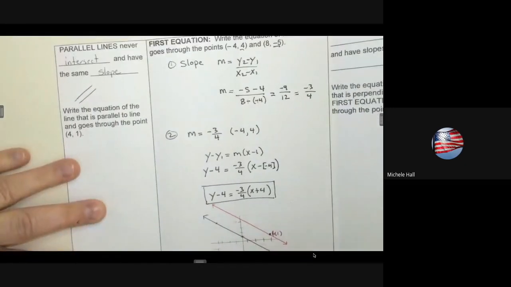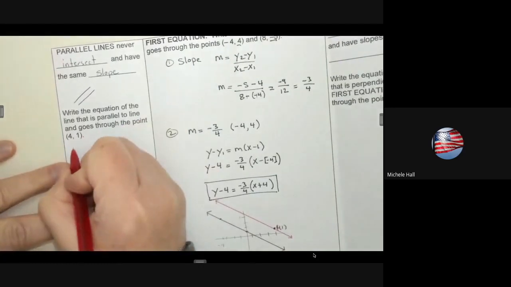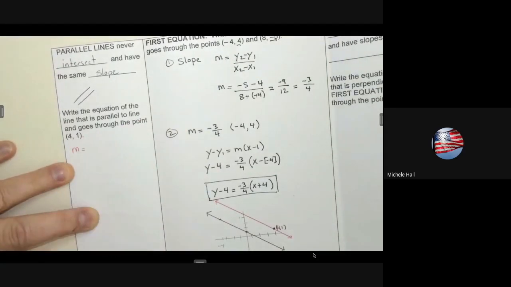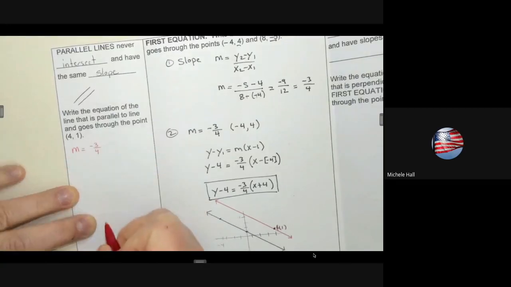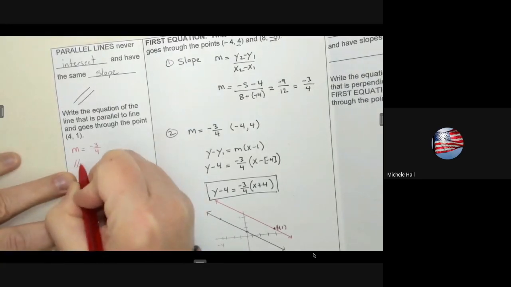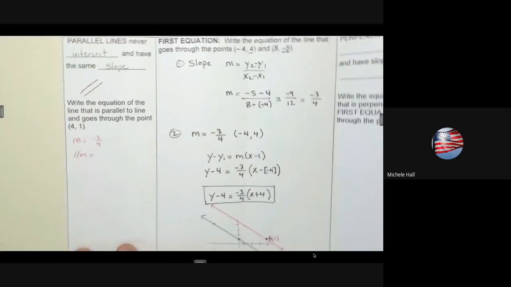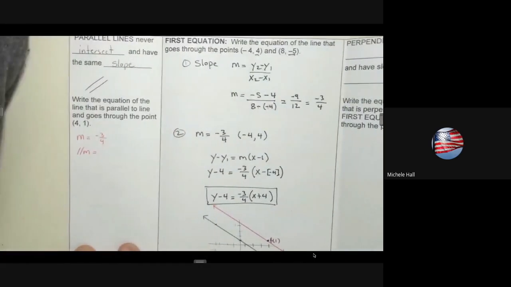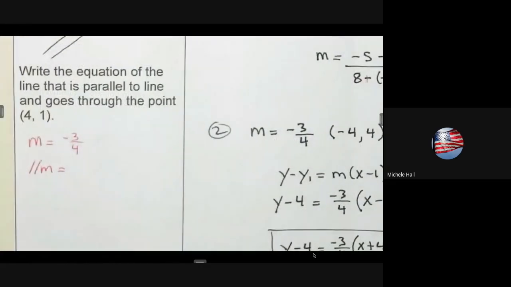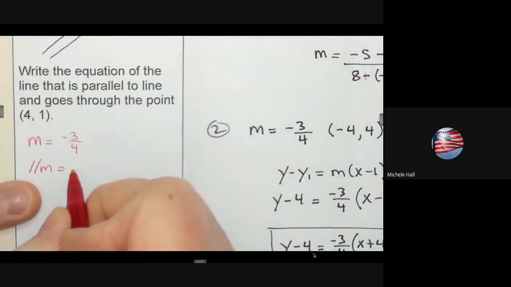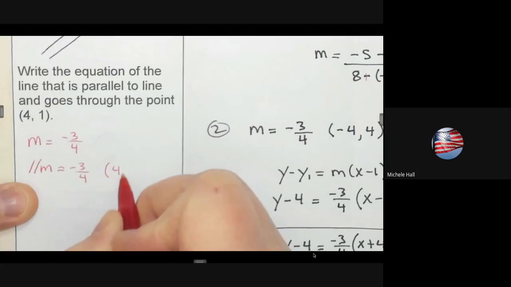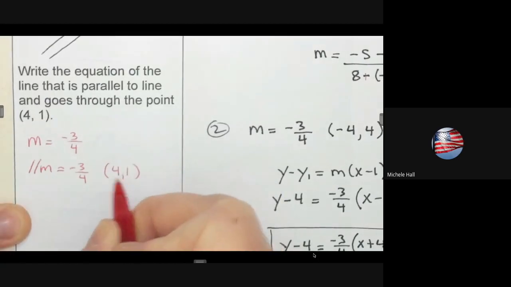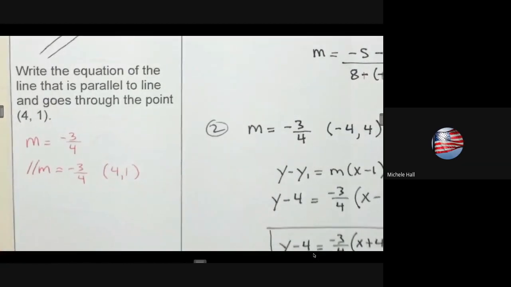So if we know that the slope of the first line was -3/4, what is the parallel slope then? If the slope of the first equation was -3/4, what's the parallel slope? It's going to be the same. And we're using the point 4, 1. I have a point, I have a slope. Can you guess which equation I'm going to use?